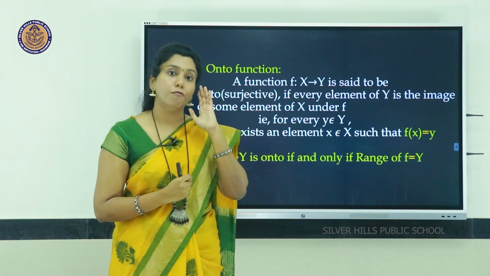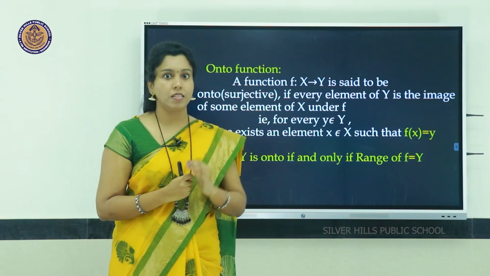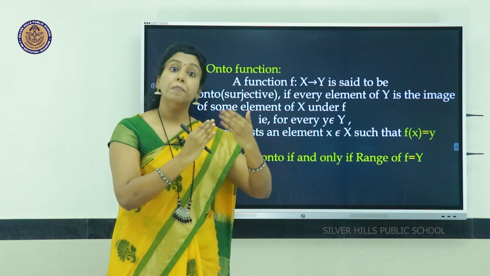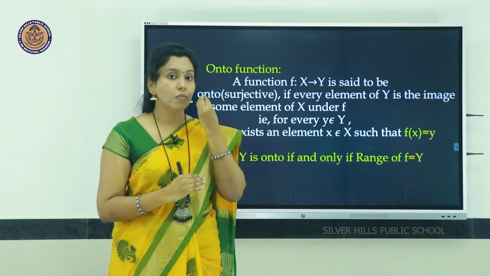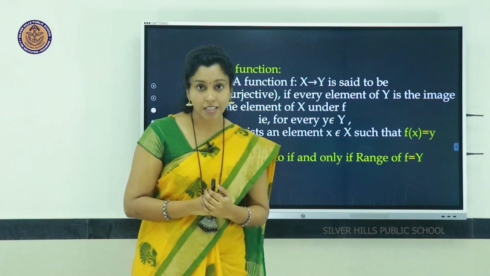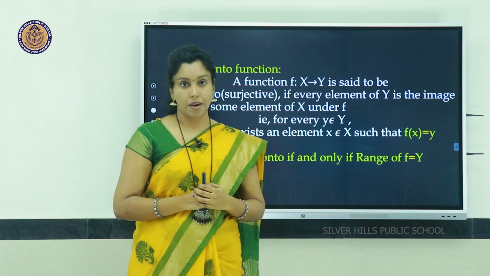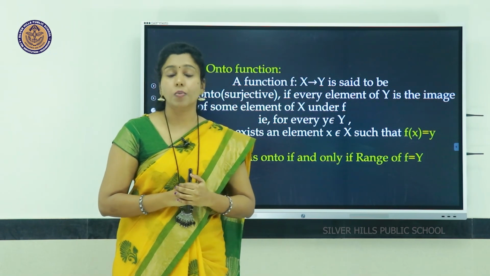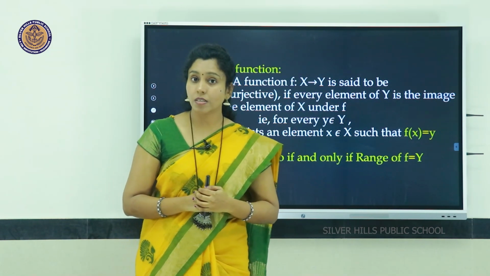That means every element in the second set will have a pre-image. There won't be even a single member in the second set without a pre-image. In that case, we will conclude the function is onto.